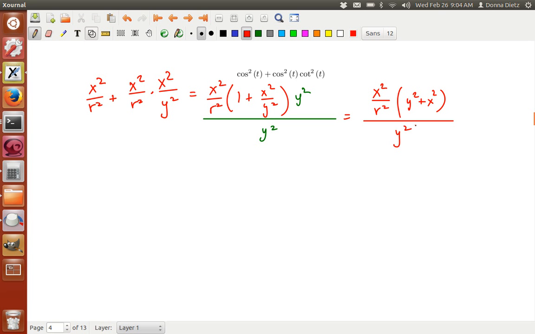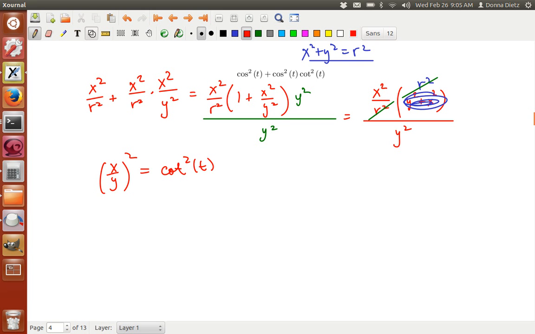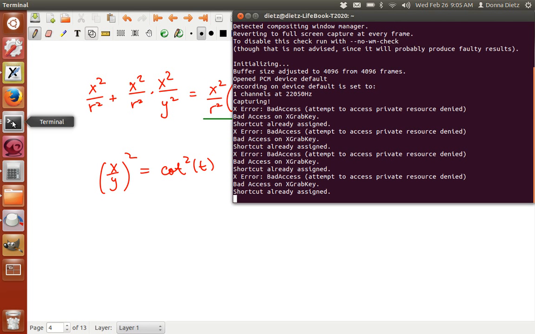And aha, why did I do this now? At some point, you always have to still use the Pythagorean theorem. None of these questions are going to work unless you make use of this magic formula. Since x squared plus y squared equals r squared, this is r squared. And so now I can cancel these. Yay! Now I can tell I'm out of the woods, because now I have x squared over y squared. And x over y is the reciprocal of tangent, right? So it's really cotangent squared of t. Okay? Hopefully that was pretty straightforward for you.